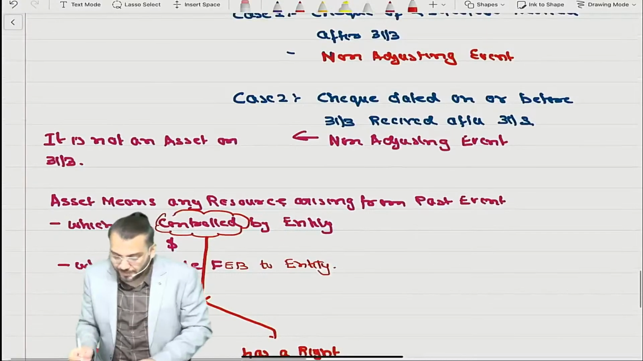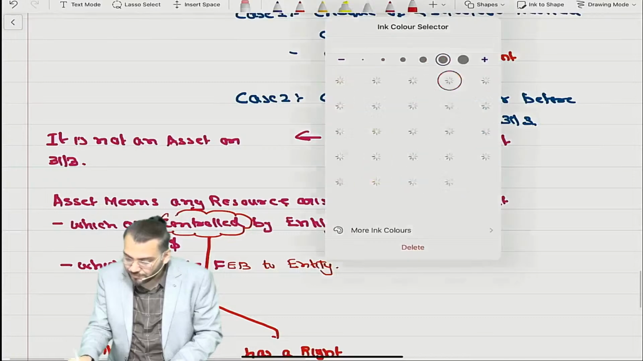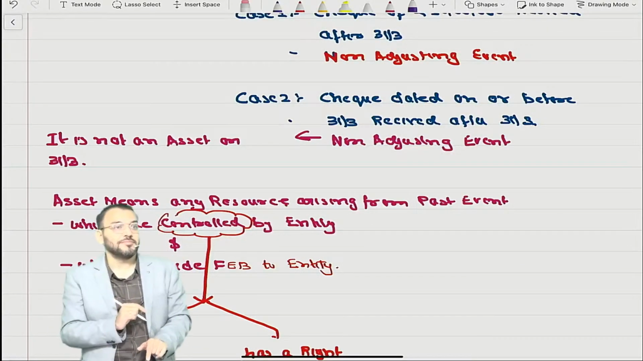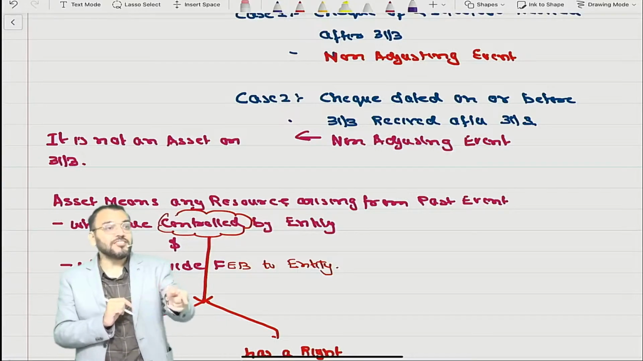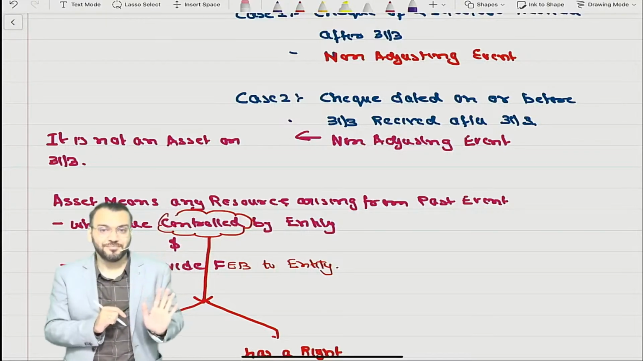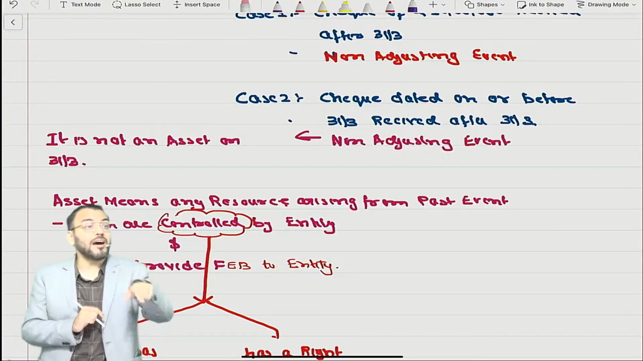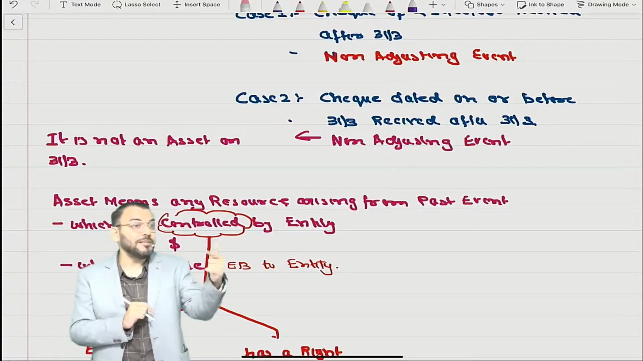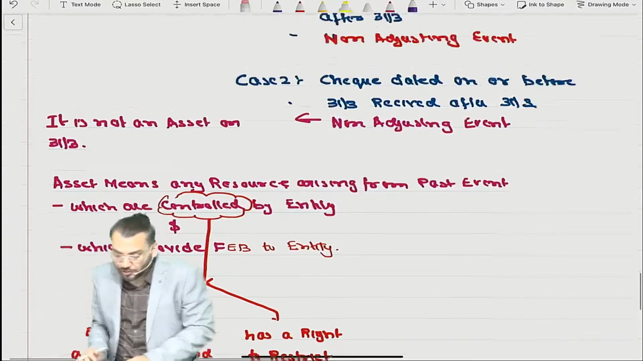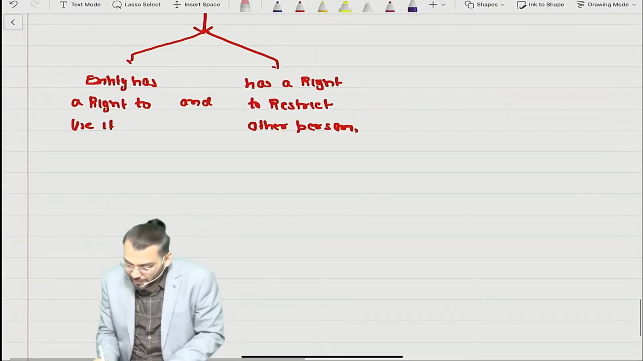Understood? Case number 2, have you understood now? Your answer should be based on the asset definition. If you are writing only adjusting event or non-adjusting event, that is a correct answer, but that is not the best answer. Already I said you will be given marks not for the correct answer, you will be given marks for what? Best answer. Have you understood the difference between correct and best answer?